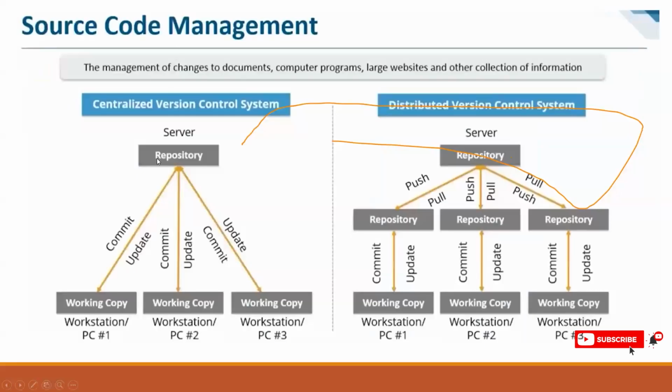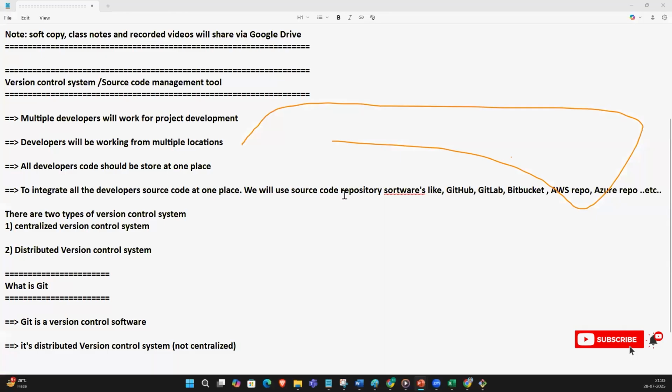The version control systems are of two types. One is CVCS, the centralized version control system, and the second one is DVCS, the distributed version control system. An example of CVCS is SVN, Subversion, and the distributed version control system is Git. Why is Git popular? Because there is a local repository and a remote repository. This is the advantage that makes Git popular. Git is a version control system, and it's a distributed version control system.